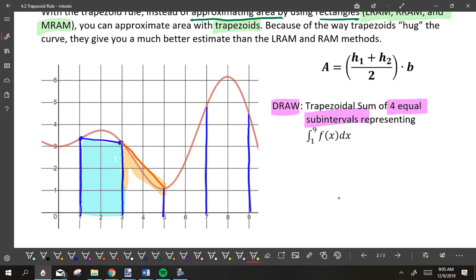There's my second trapezoid. You can see this time, doing a trapezoidal sum makes it way closer. If I would just do an LRAM or an RRAM, it would be quite a bit off. But because we're doing trapezoid and averaging the 2 heights, it's going to be a little bit better. Okay, our next one goes from 5, from right here to 7. So it's that one right there. And then our last one is going to go from 7 until 9. So that one, not a great approximation from 7 to 9, but you get to see the same kind of concept.